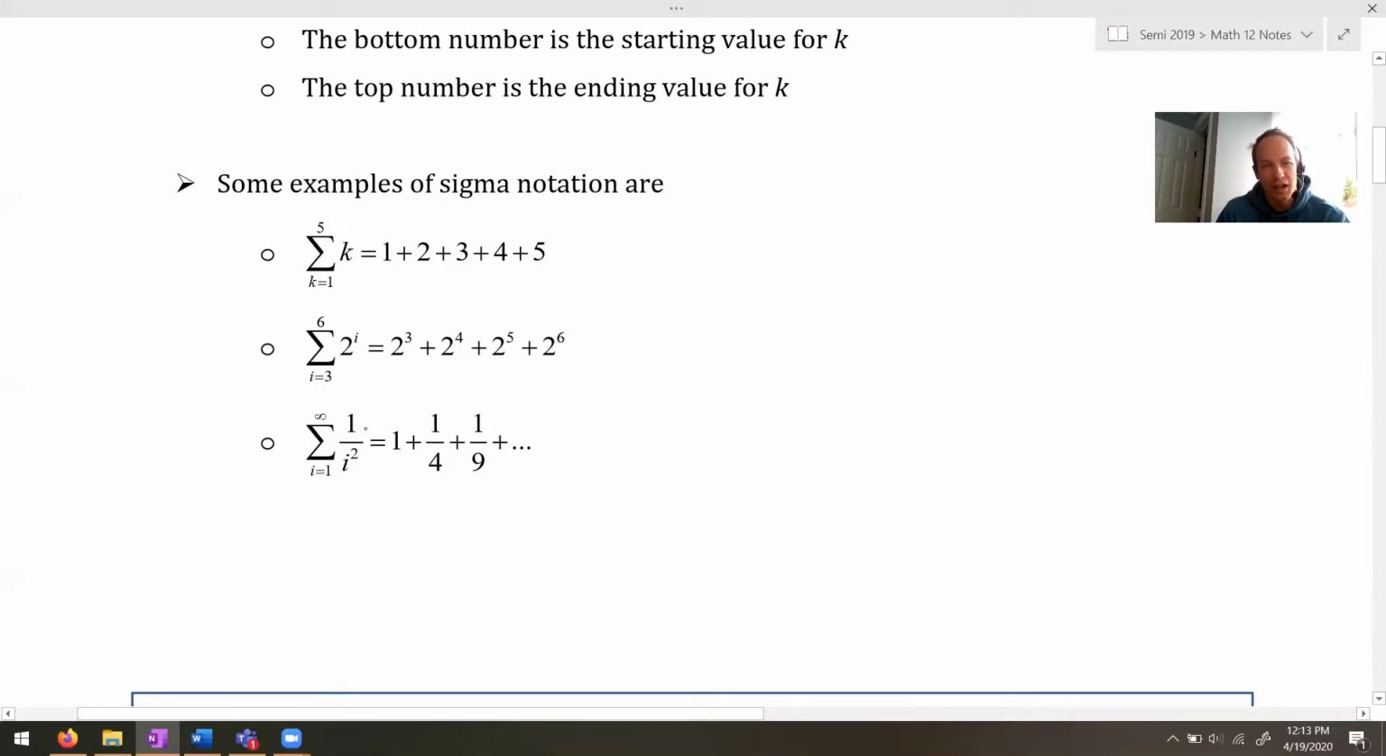So we can say 1 over i squared. Well, the first one would be 1 over 1 squared, which is 1. The next one would be 1 over 2 squared, which is 1 over 4, then 1 over 3 squared, and it just keeps going. And if it keeps going, you put the dot, dot, dot there. It's not really a hard and fast rule for how many of these terms you have to list out, but I would list at least 3 or 4 of them.